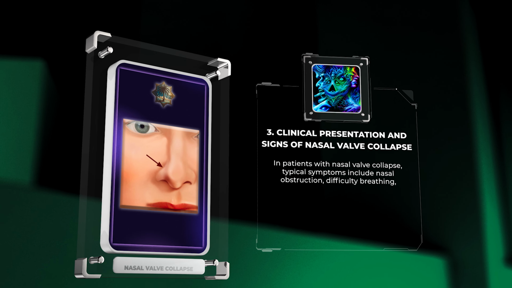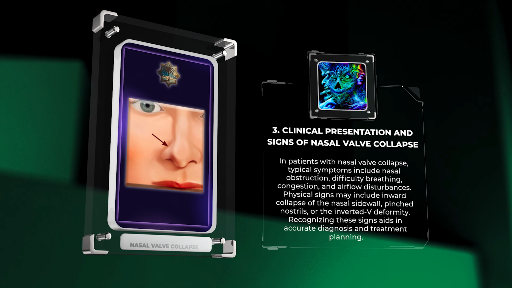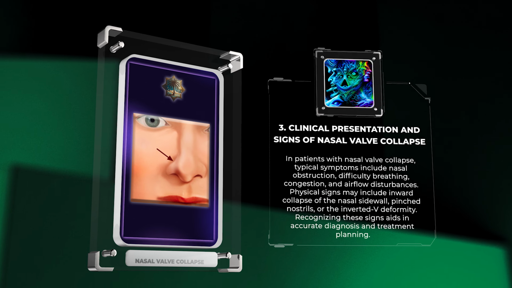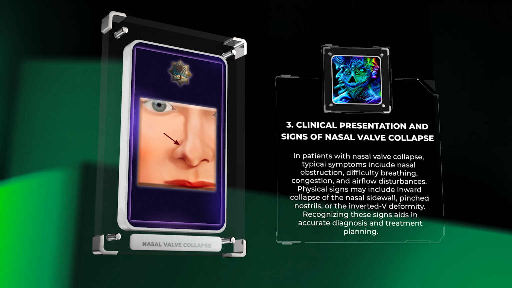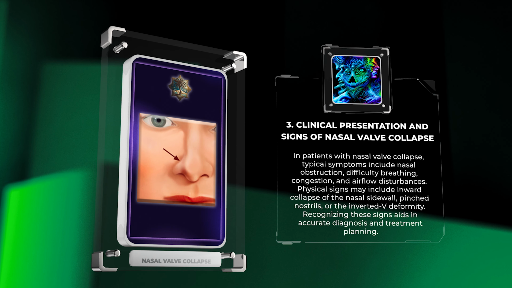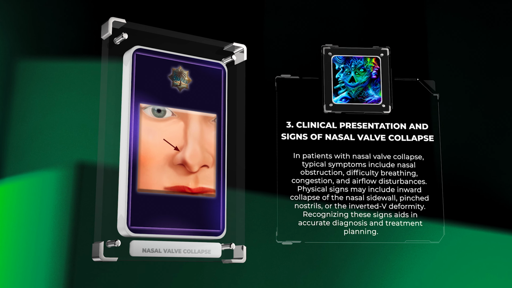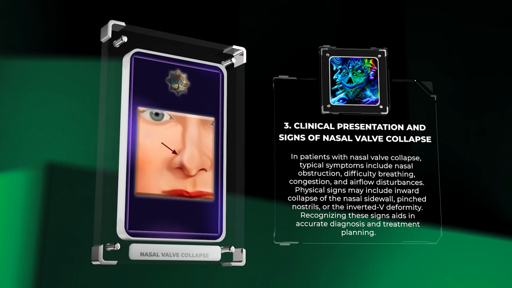In patients with nasal valve collapse, typical symptoms include nasal obstruction, difficulty breathing, congestion, and airflow disturbances. Physical signs may include inward collapse of the nasal sidewall, pinched nostrils, or the inverted V deformity. Recognizing these signs aids in accurate diagnosis and treatment planning.